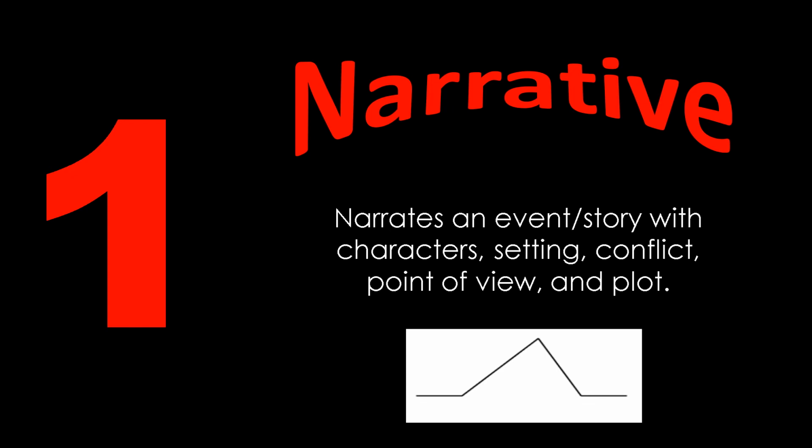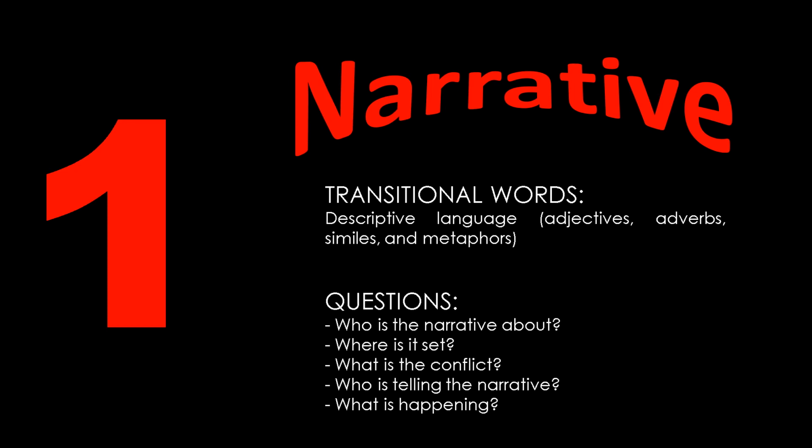First is narrative. This text structure is used to narrate an event or story with characters, setting, conflict, point of view, and plot. You can use the image below as your graphic organizer to present a narrative text. An example of text where the narrative structure is used are fairy tales. Transitional words used for narrative text are usually descriptive language. This includes adjectives, adverbs, similes, and metaphors.